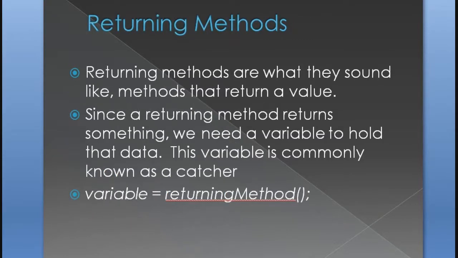So let's talk about returning methods. Returning methods are what they sound like, methods that return a value. Since a returning method returns something, we need to have a variable to hold that data. This variable is commonly known as a catcher. So the returning method call looks something like this: variable is equal to returning method, then parentheses, semicolon. A returning method is basically what we covered last time, except it returns a value and you need a variable to catch that value. And then you need a return statement, which I'll go into in the coding.